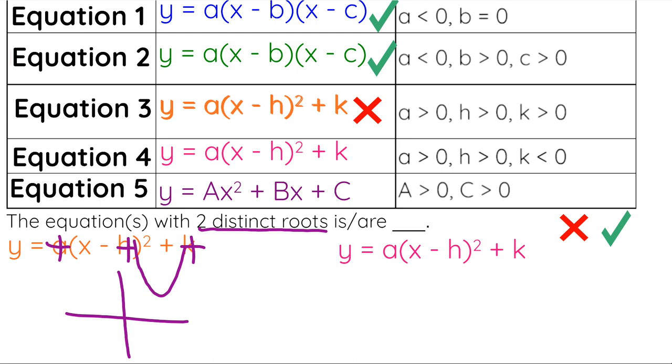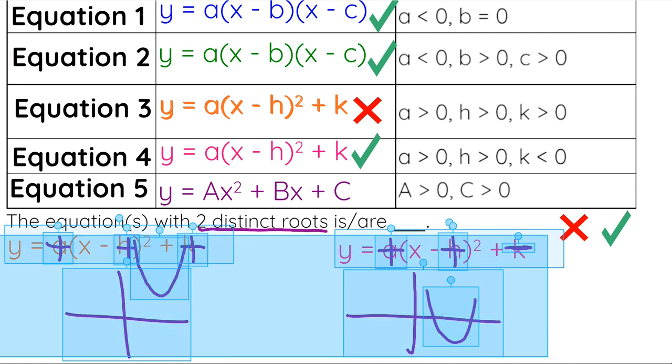In the next one, equation number 4, A is greater than 0, H is greater than 0, and K is less than 0. Since A is positive, I have a quadratic that opens up. Since H is positive, it's moved to the right H units. And since K is negative, it moves down. I can see here it has two x-intercepts, so this one has two distinct solutions.